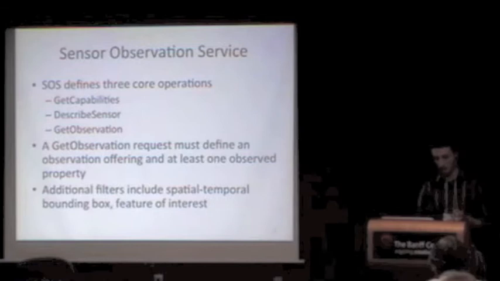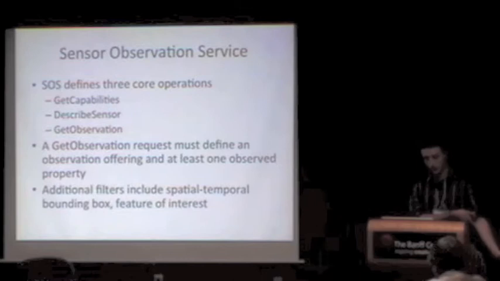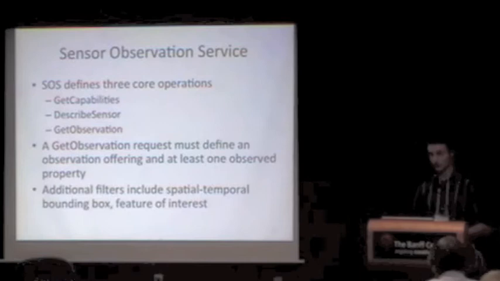Now, the SOS does define 3 core operations, just like the previous presentation: GetCapabilities, DescribeSensor, GetObservation. What's important here is that the GetObservation request must define an observation offering and at least one observed property. Of course, you can apply additional filters, including spatial temporal bounding boxes or a feature of interest, but I'm going to be focusing more on the observed property side.